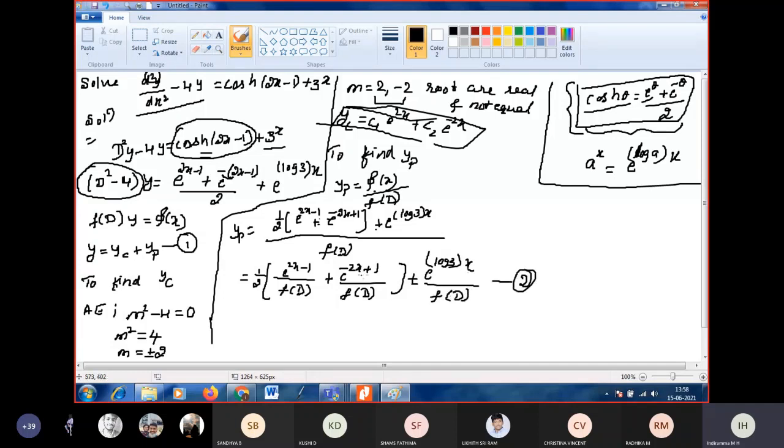You find these 3 values separately and substitute here. Then it becomes easy for you. Consider this as equation number 2. Now consider one term separately, then find the value. Are you getting? Yes, ma'am. Okay, next consider the first term, e power 2x minus 1 by f of D. Now go for simplification. So e power 2x minus 1 by, what is f of D?